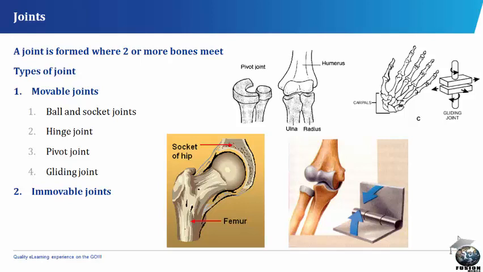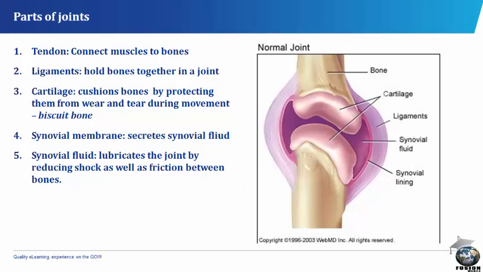The parts of the joints. The parts of the joints include: 1. Tendon. 2. Ligaments. 3. Cartilage. 4. Synovial membrane. 5. Synovial fluid. 1. Tendon. The tendon connects muscles to tissues. They are extension of connective tissues which surround the muscles. They transmit the pull of muscle to bones. They are non-elastic. This differentiates them from ligaments.